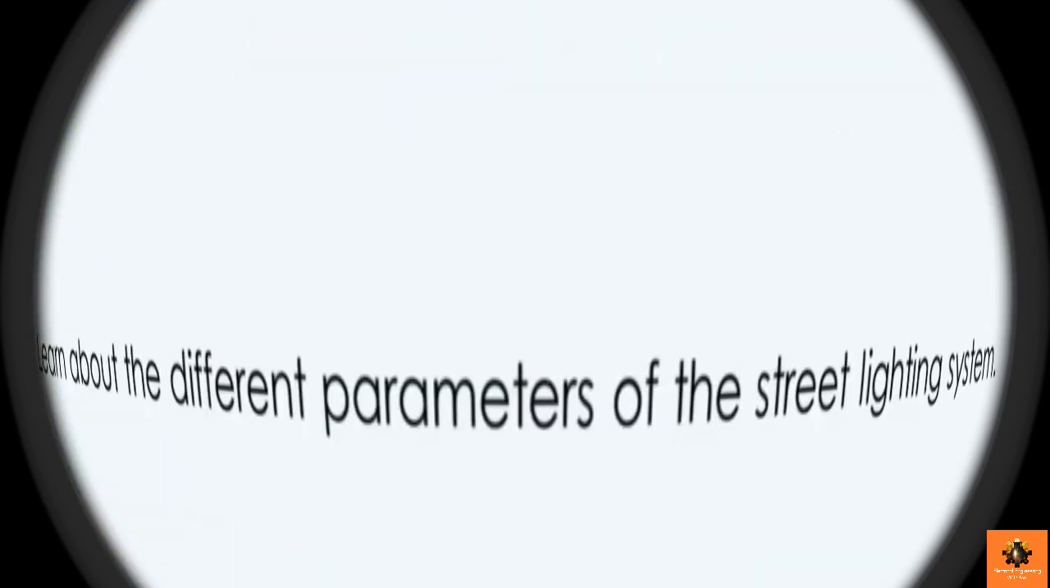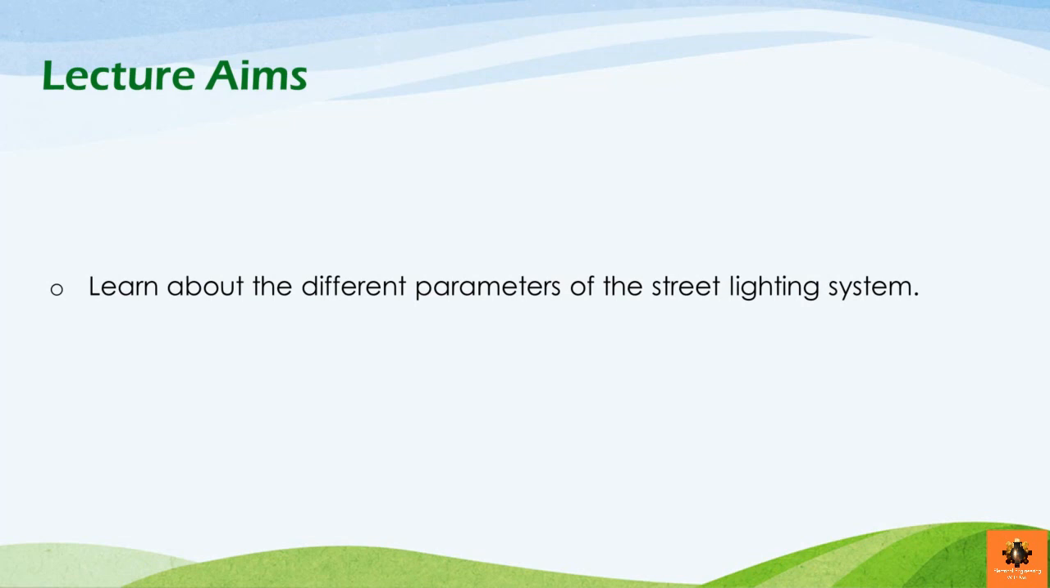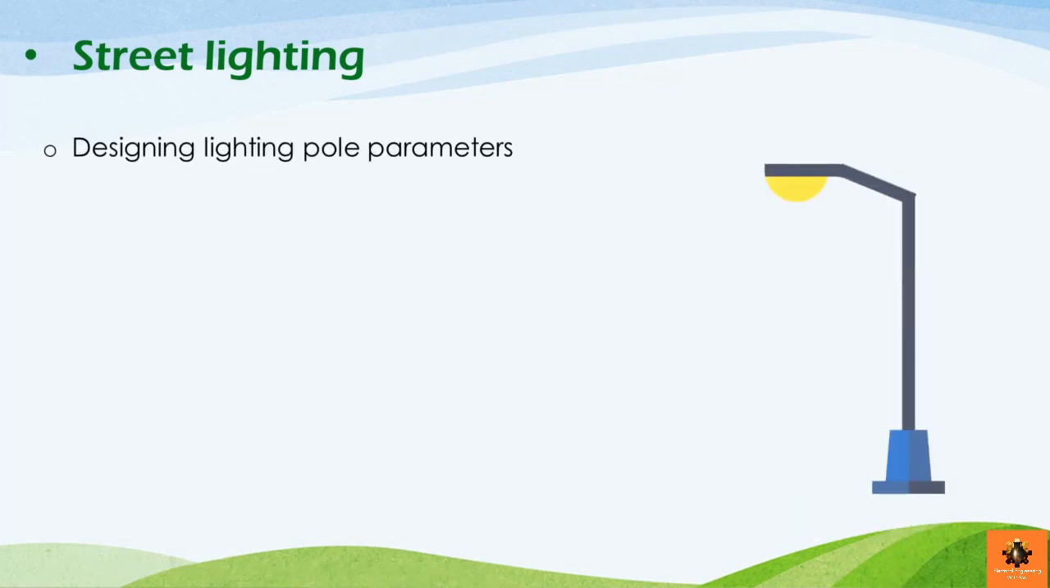The aim of this tutorial is to continue learning about the different parameters of the street lighting systems. Hence we will know how to set those parameters to the required values according to our designing condition. So let's go ahead. Now we need to focus on the parameters related to the lighting pole itself, as the lighting pole has some parameters which we need to set in a correct manner to produce a correct street lighting system. And the first parameter related to the lighting pole is the pole height.